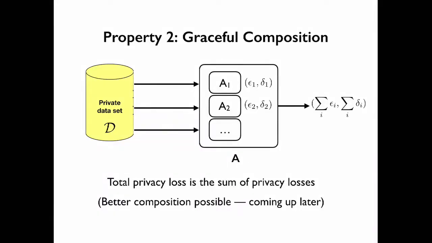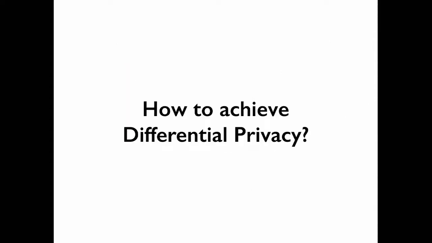But the good thing about differential privacy is that this privacy erosion is graceful. What this means is if you have a differentially private algorithm which gives you epsilon 1 delta 1, and then you have another one which uses the same data set and gives you epsilon 2 delta 2, then the privacy loss will not suddenly rise to something huge. For example, in the example that I'm showing, the privacy loss is the sum over i of epsilon i and the sum over i of delta i. It's possible to do even better, and we will talk about that in a little bit. So we'll talk about tighter composition later. This is called graceful composition.